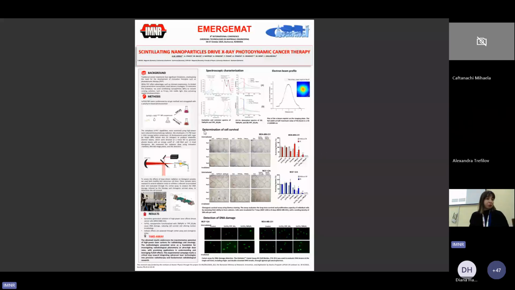And as a message, we managed to have a nanosystem that emits light inside the human body in order to kill breast tumors that cannot usually be treated with photodynamic therapy that is outside the body. So this is it.